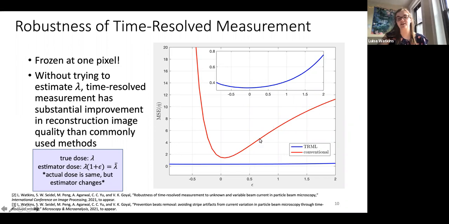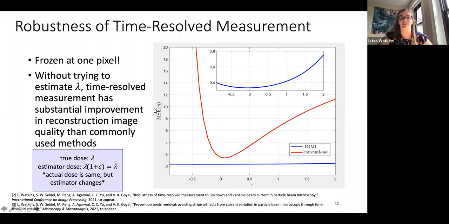So the conventional estimator that I showed on the last slide does a very poor job of estimating when it doesn't know the beam current. Versus this TRML method, in comparison, if you just compare in this way, it looks flat. But if you zoom in, we're able to see it, of course, has a minimum at 0 when it does use the correct dose. But what's very important to emphasize is that when the conventional estimator knows exactly what the dose is, meaning it has perfect knowledge, it still does way worse than this TRML method does when it is extremely off.